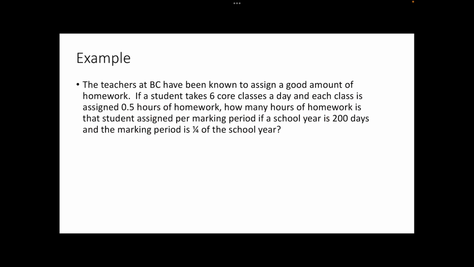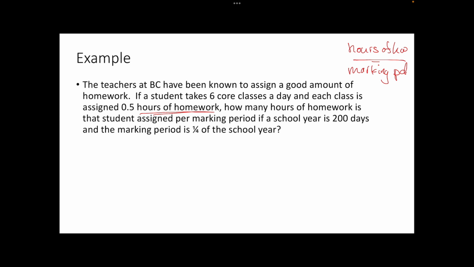All right, so we want to know, what do we want to know? Well, we want to know how much homework, so the hours of homework. So what we want to know are the hours of homework per a marking period. That's what we want to end up with. Marking period. I'm going to abbreviate a little bit there.